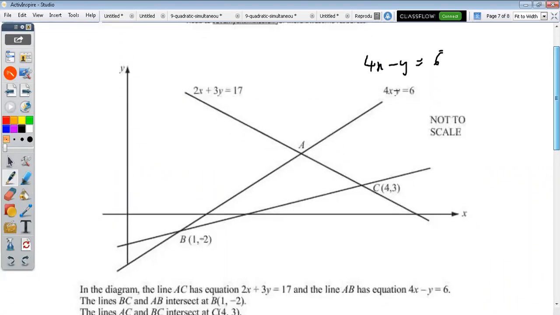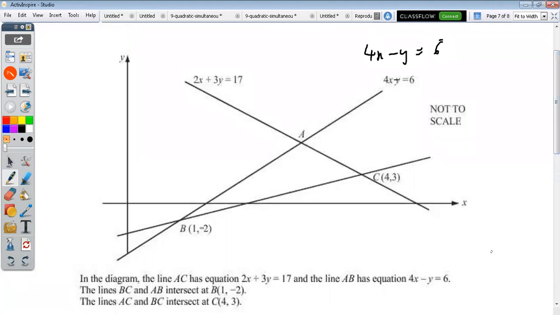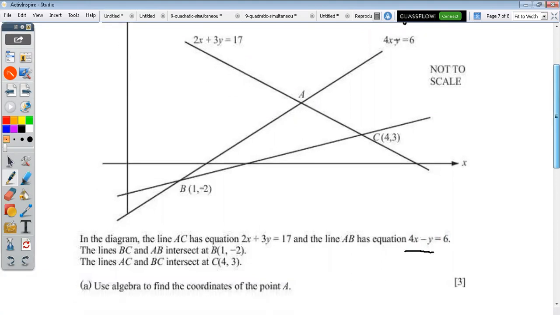Is that correct what I'm saying? Anyway, it's there. Can you see that? I didn't even see 4x minus y. Yeah? Then we have what?